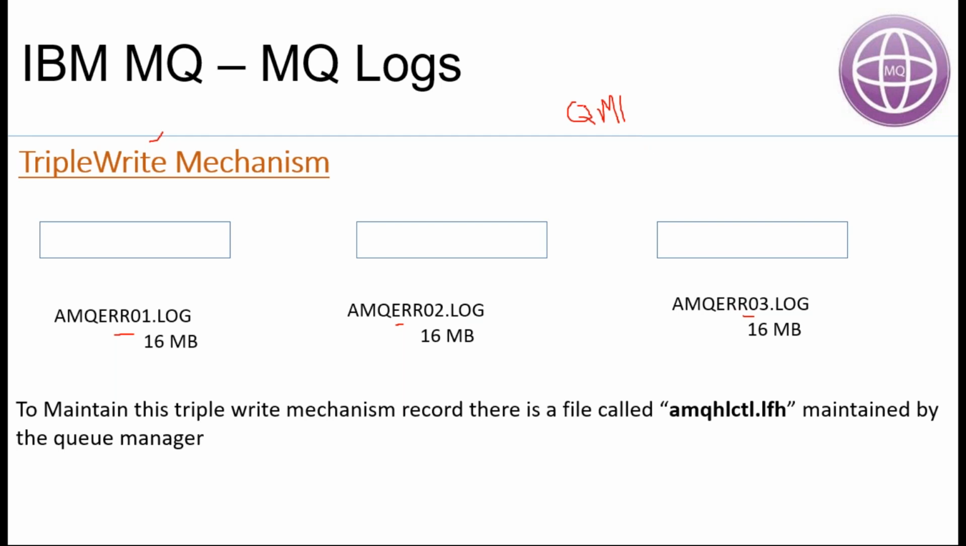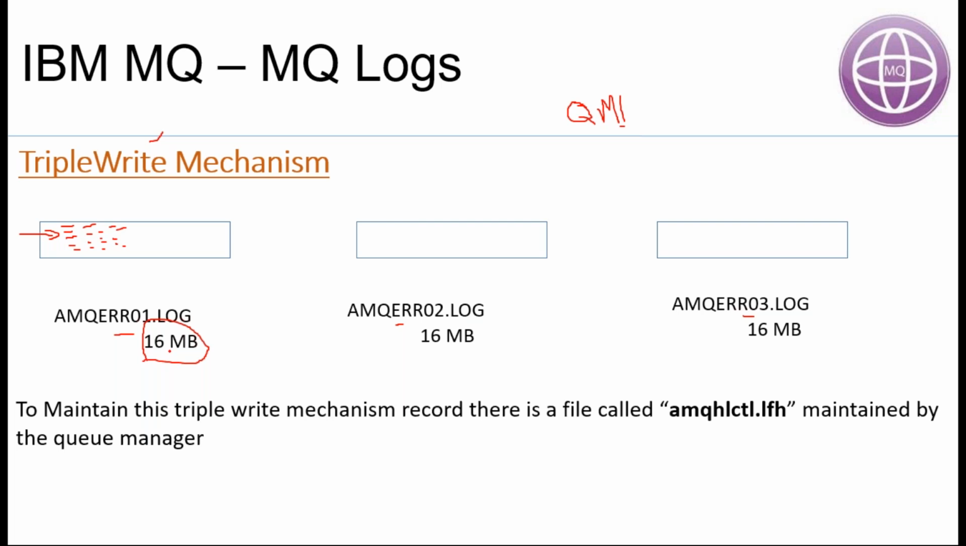Now let's assume some error happens in QM1. The latest error will go to the first file only. It means to here. Now the error is recorded here. Now the second error will be recorded in the first file. Third error, first file. Fourth error, first file. Because of the triple write mechanism, our latest error will always be recorded to the first file only. This will keep recording till the 16 MB gets full.